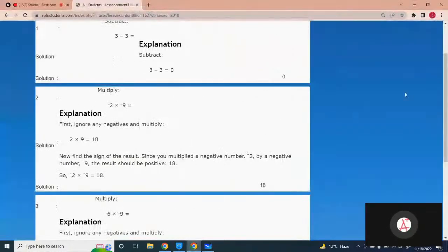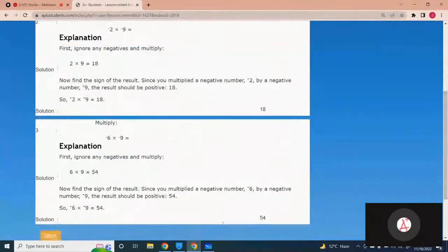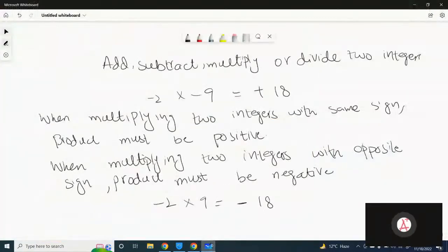Okay, let's start with another example. The other example is negative 6 times negative 9. Both the numbers have the same sign, so the answer must be positive, and 9 times 6 is 54. Got it?